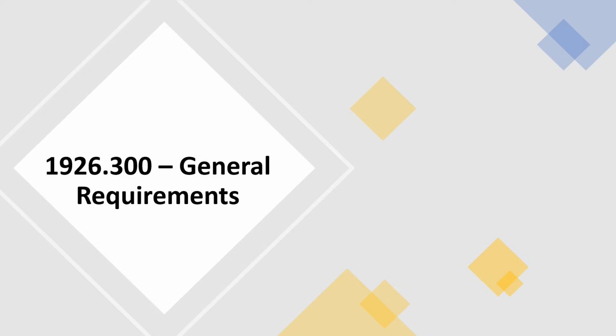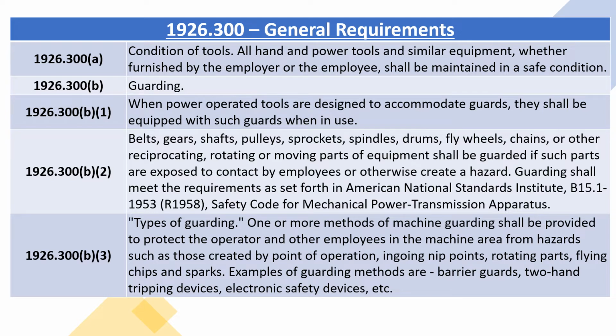1926.300 General Requirements. 1926.300 (a) Condition of tools. All hand and power tools and similar equipment, whether furnished by the employer or the employee, shall be maintained in a safe condition.